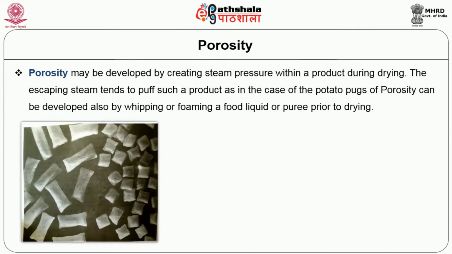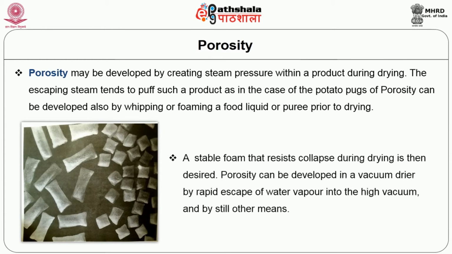Porosity may be developed by creating steam pressure within the product during drying. The escaping steam tends to puff such a product, as in the case of the potato puff which is shown in the figure. Porosity can be developed also by whipping or foaming a food liquid or puree prior to drying. A stable foam that resists collapse during drying is then desired. Porosity can be developed in a vacuum dryer by rapid escape of water vapor into the high vacuum and by still other means.